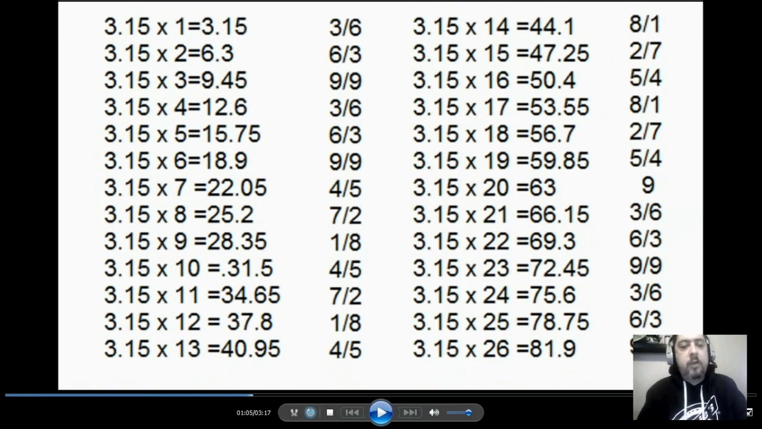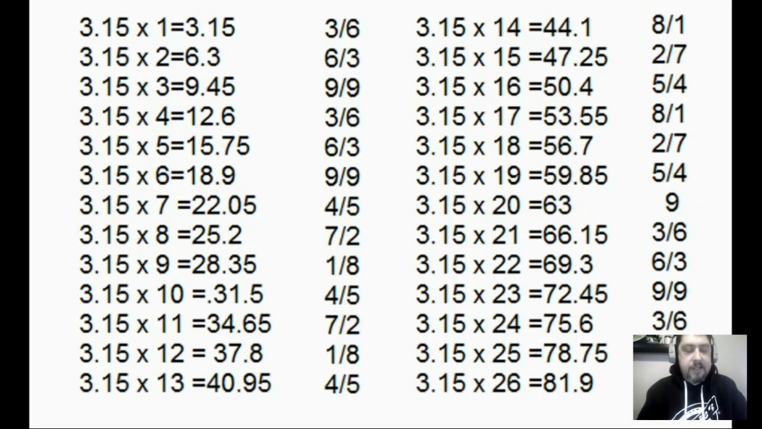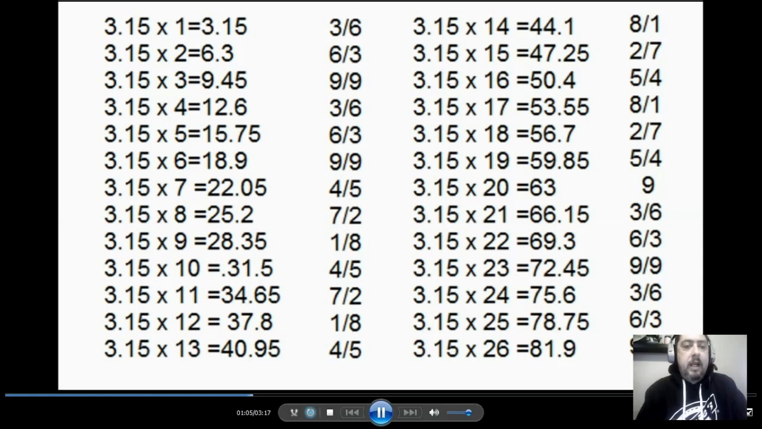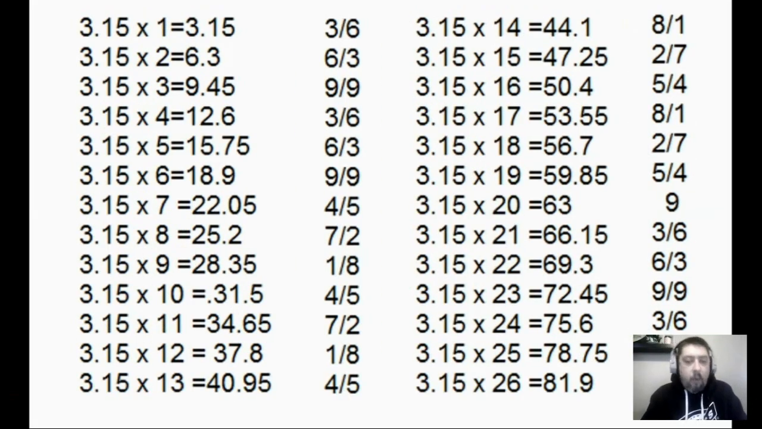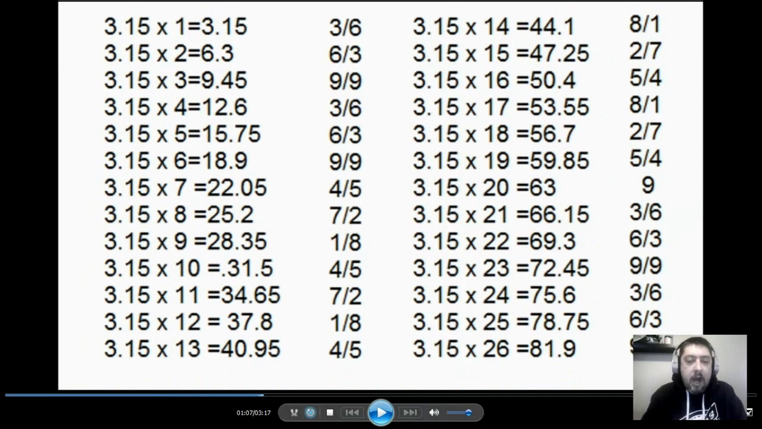But you can also find the 3, 6, 9, 2, 5, 8, and 1, 4, 7 in the equations left from the application of 3.15 times 1 times 2 times 3 times 4 times 5. I highlight them.